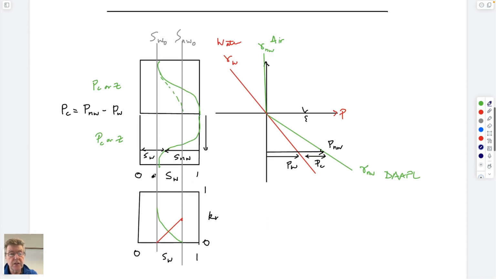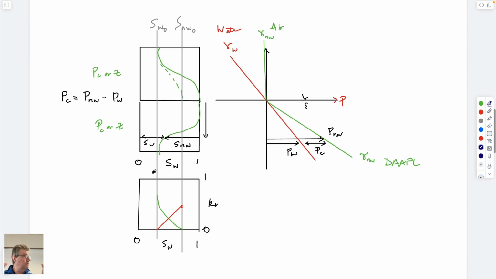We talked about this in the context of those two figures that we had, an unsaturated figure on the left and a DNAPL figure on the right. These are the Capri pressure versus saturation curves. Whoops. I'm not sure what this is there for, but it is there.